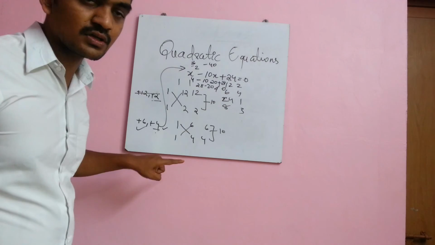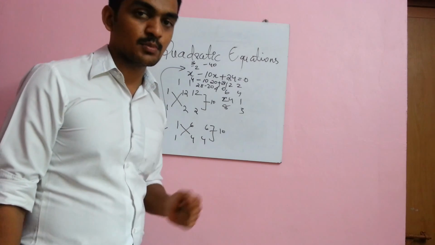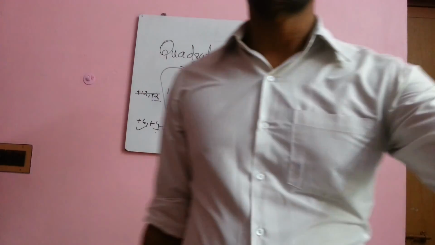Take the lowest root, put it in the equation, and if the equation is satisfied, then that is the possible set, and if the equation is not satisfied, that is not the correct set.